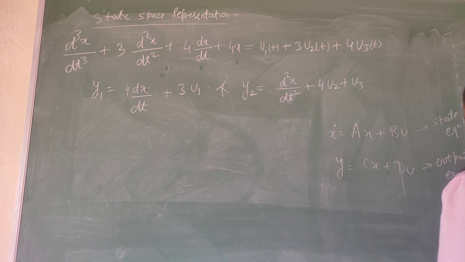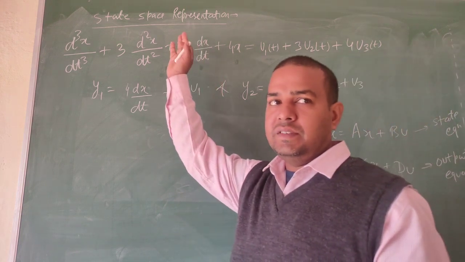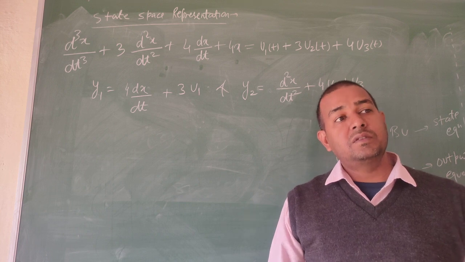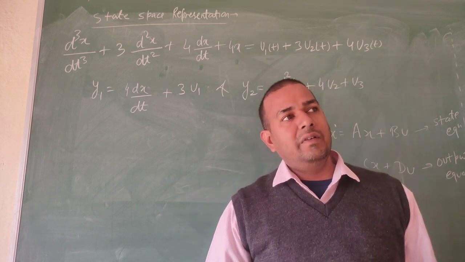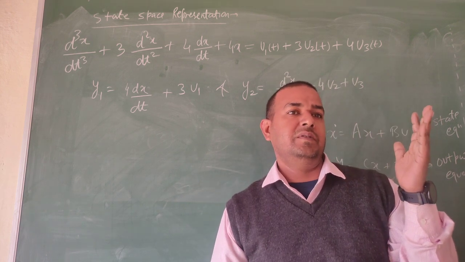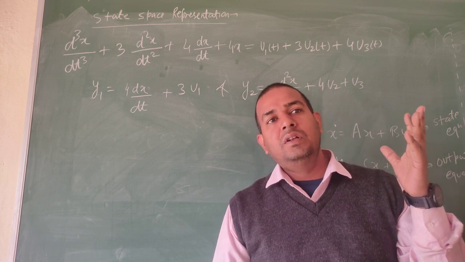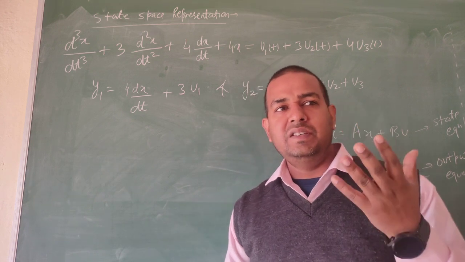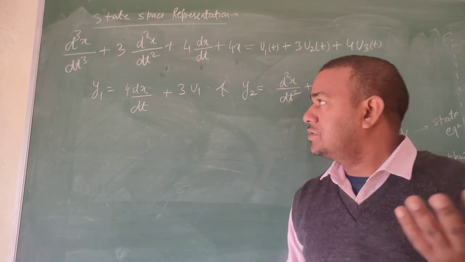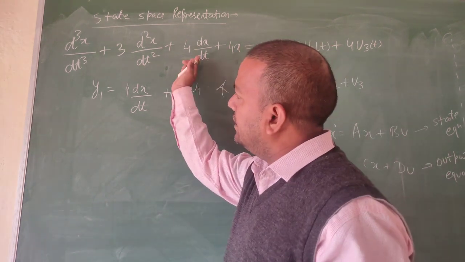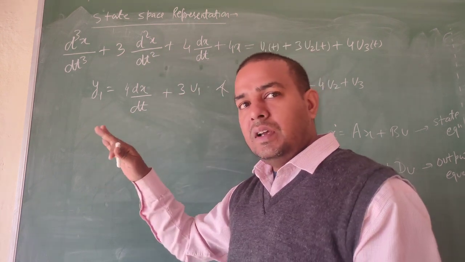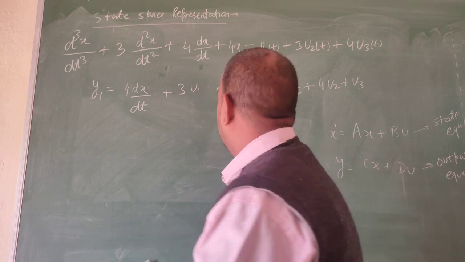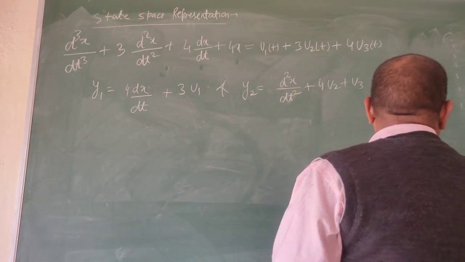Now, as we know that this is a higher order differential equation, one major advantage of state space representation is that we can solve any higher order differential equation in terms of first order differential equations. The solution of a first order differential equation is much easier as compared to a higher order differential equation. So ultimately we are converting this higher order differential equation into first order differential equations, and that is basically state space representation. So for that purpose we will start here.